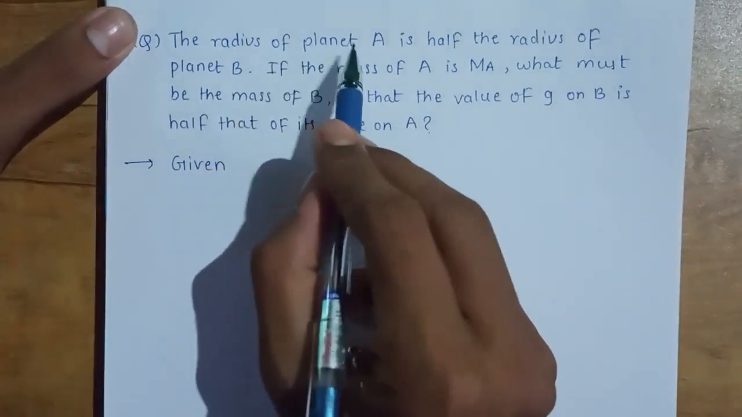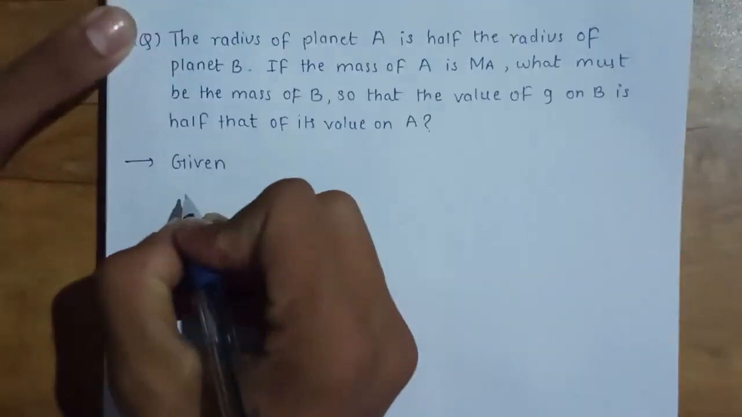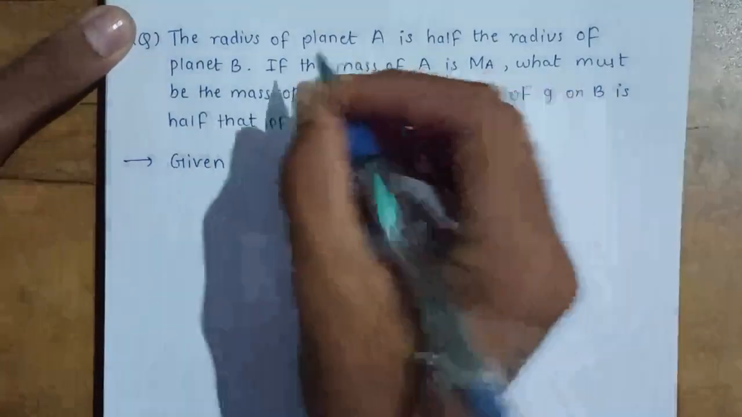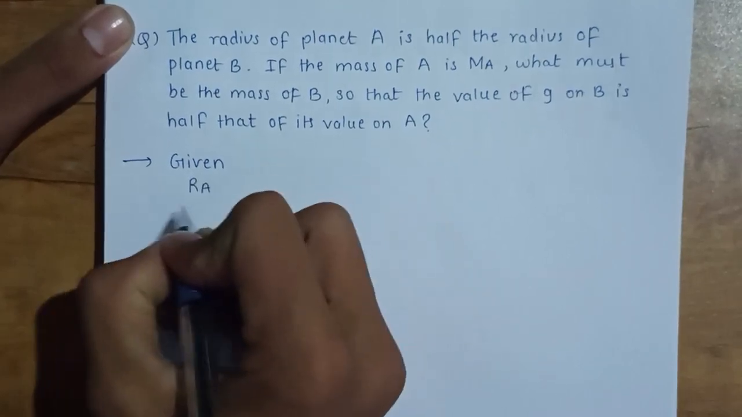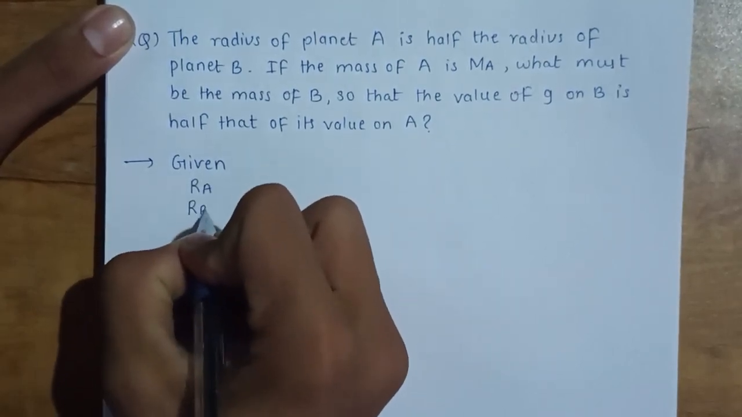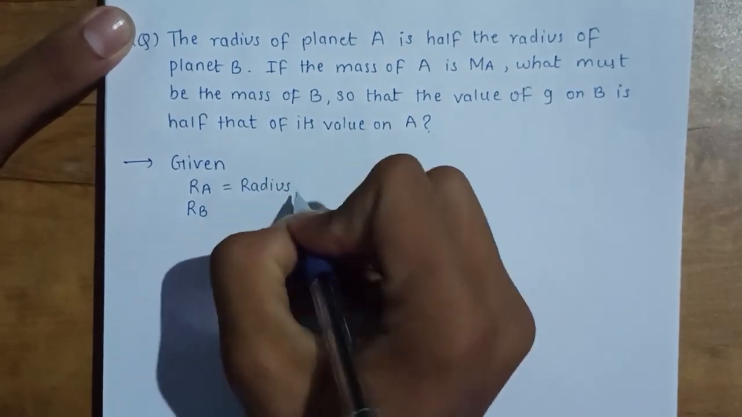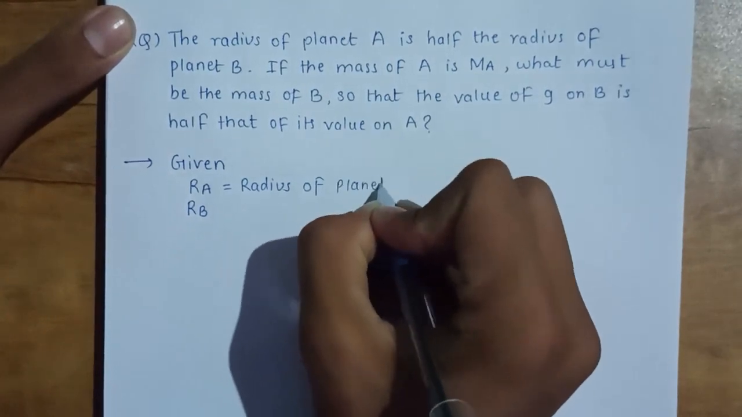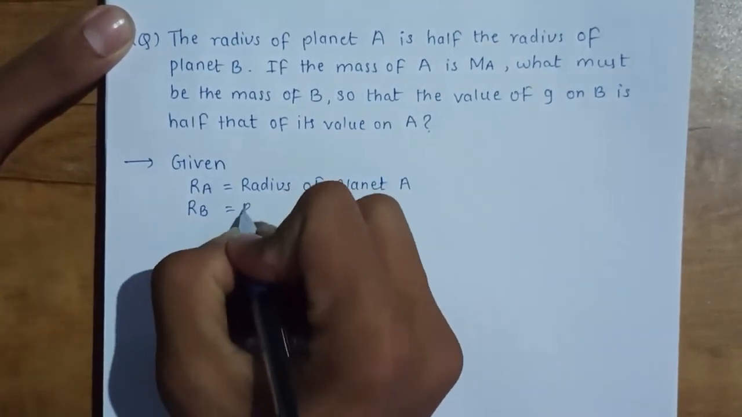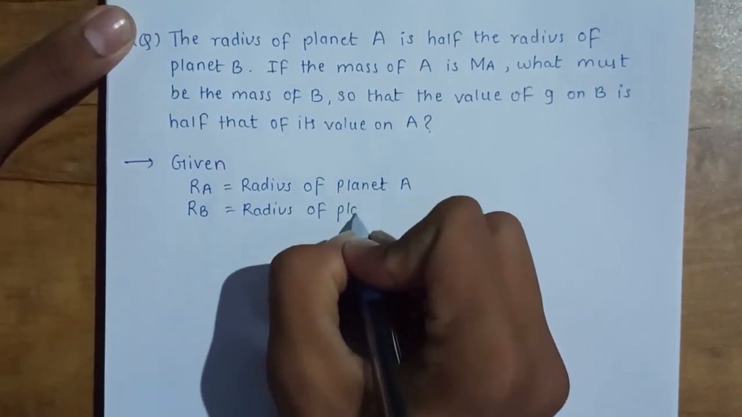Given is the radius of planet A is half the radius of planet B. So we will consider the radius of planet A as RA and radius of planet B as RB. This is radius of planet A, and this is radius of planet B.